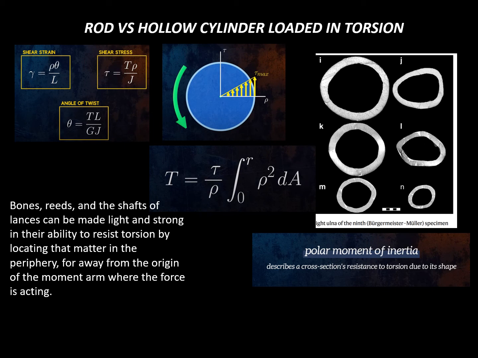And so one can therefore make bones or the stalks of wheat or lances light and strong by getting rid of the material in the center. It's not doing very much good anyway, and moving that material out into the periphery, so moving it away from the origin of the moment arm where that force is acting.